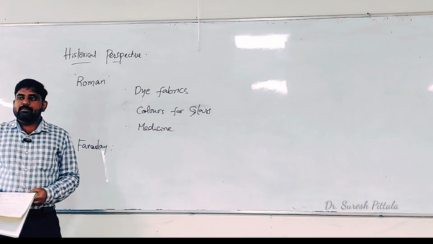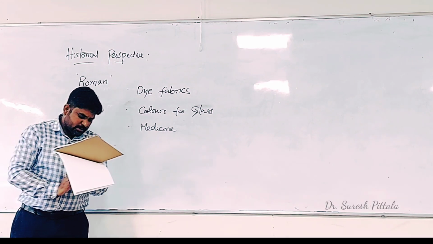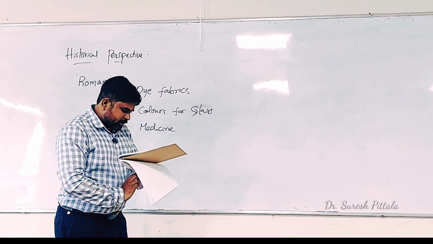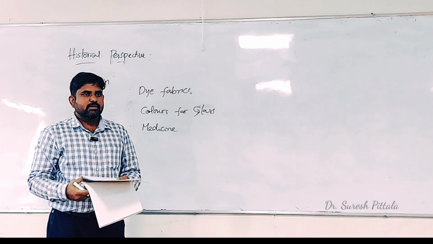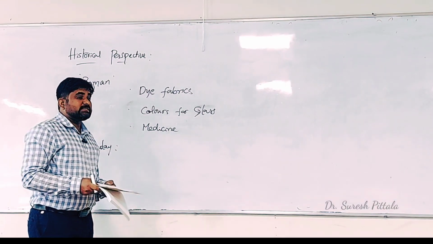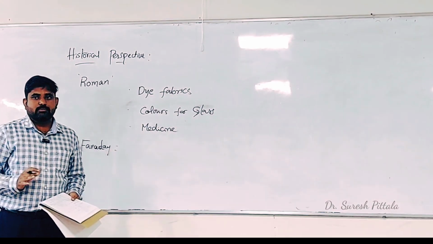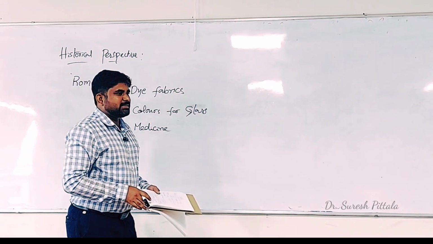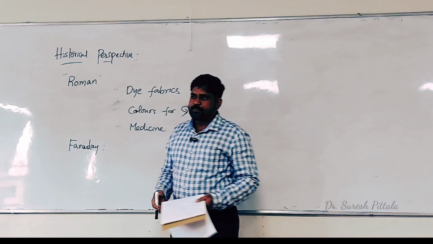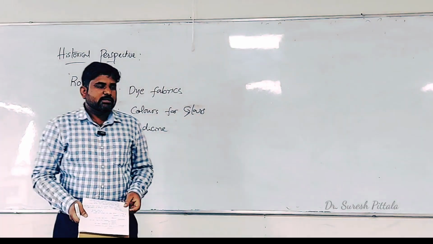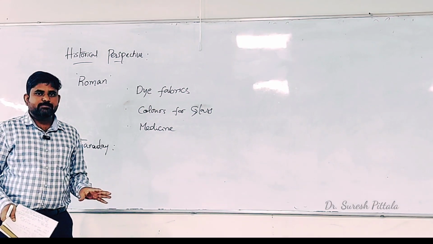Before Michael Faraday, there was a priest. His name is Antonio Neri. In the year 1612, he developed a method of preparation of gold nanoparticles. He was basically a chemist and also a priest in the church in those days. They used to do both jobs. So he proposed how gold particles can be prepared in the laboratory.